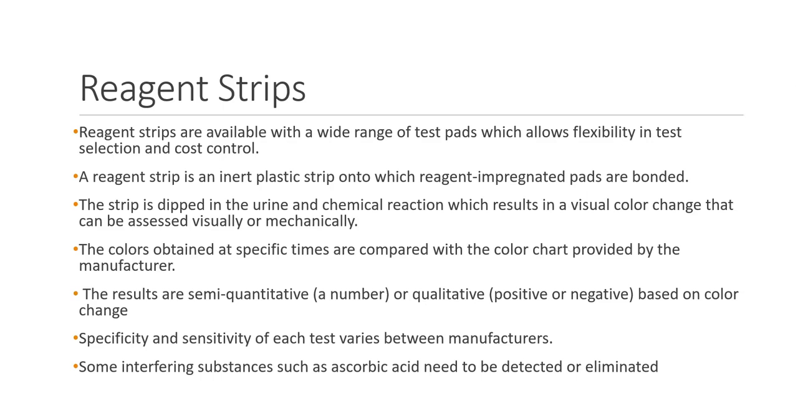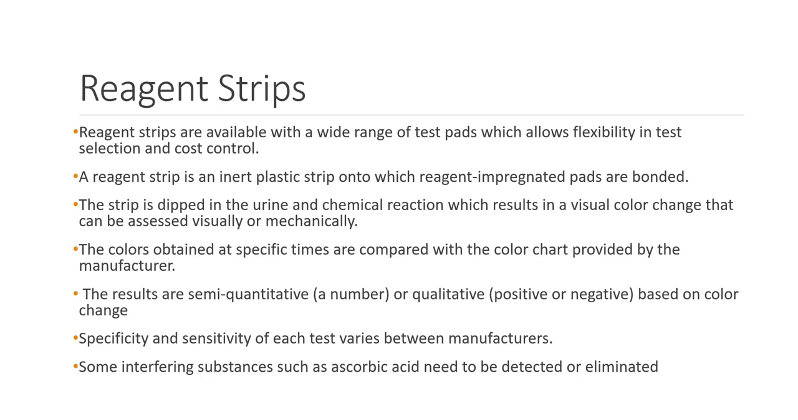The results are either semi-quantitative, a number, and it's not quantitative because that would be an exact number, 15 milligrams per deciliter. It's usually a range of quantitation. Or it's a qualitative test. A qualitative test is one that's either positive or negative, and these results are based on a color change.